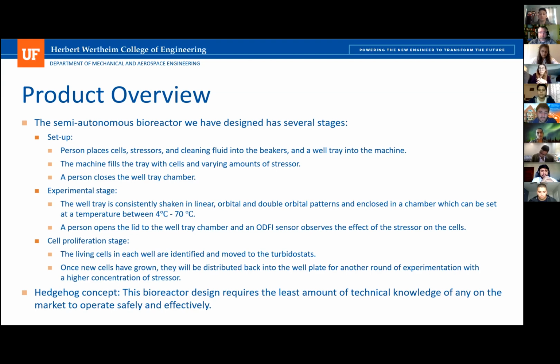In the experimental stage, the well tray is consistently shaken in any of those 3 patterns, whichever one you set it to, and enclosed in a chamber which can be set at a temperature between 4 degrees and 70 degrees Celsius. We don't have every degree in there, but we have most of them.